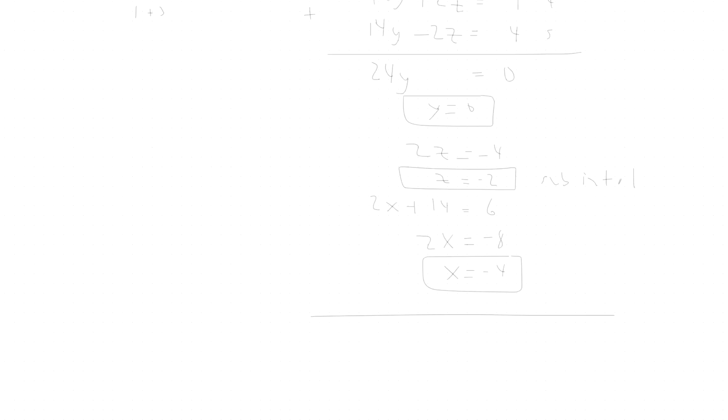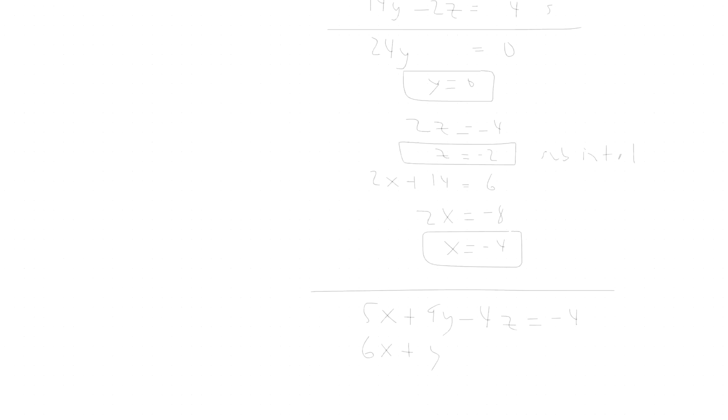5x plus 9y minus 4z equals negative 4. Second one. 6x plus y minus 4z equals 1. Okay, and then third one. Negative 4x minus 5y plus 4z equals negative 3.